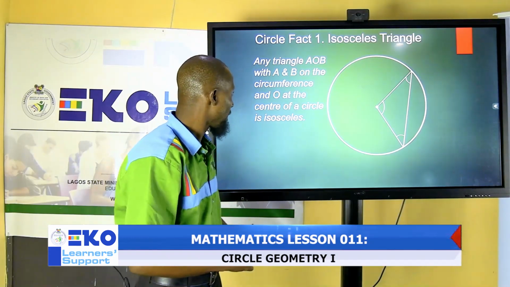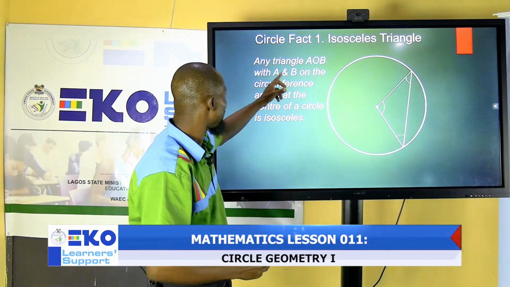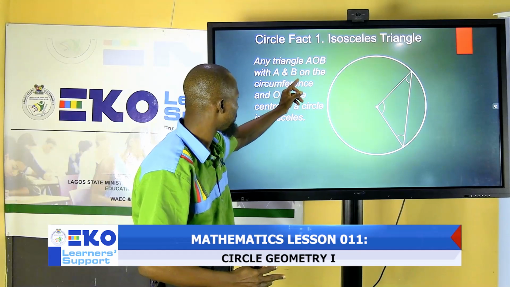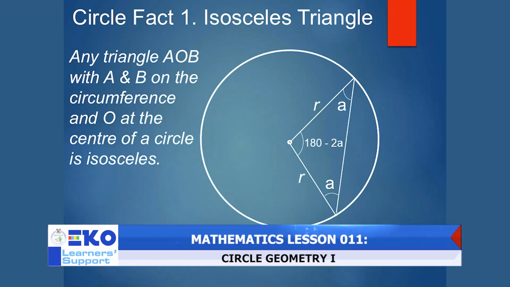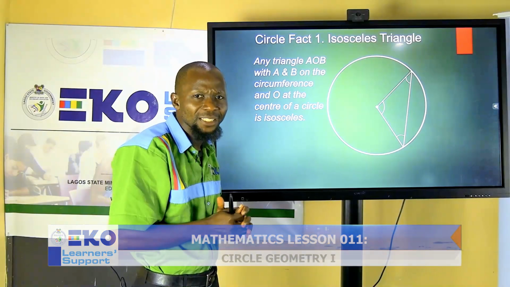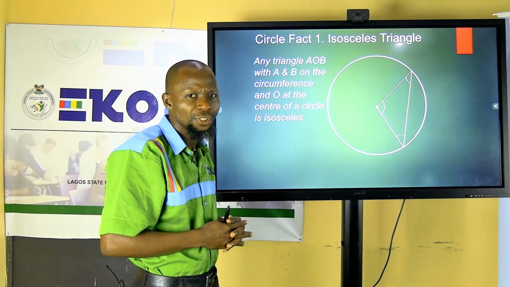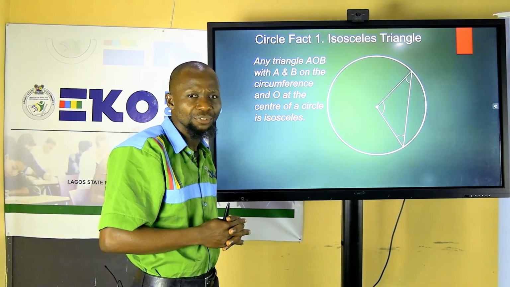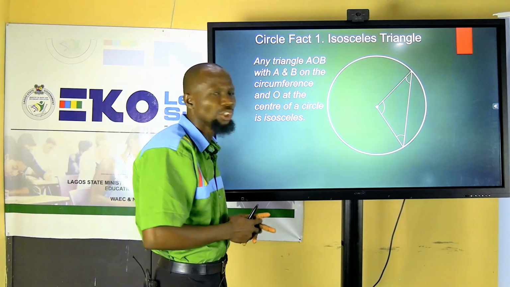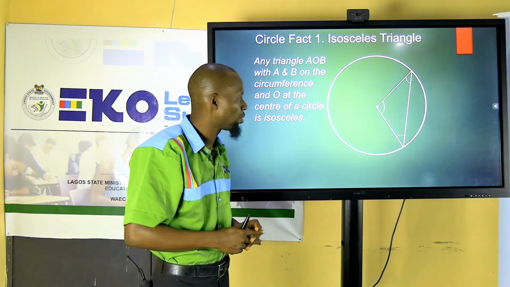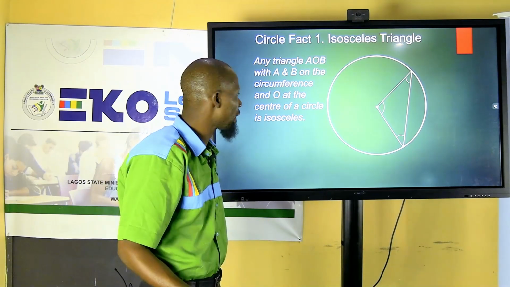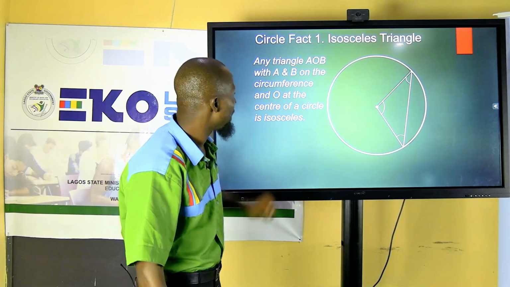So, fact about the isosceles triangle. Any triangle AOB with A and B on the circumference and O at the center of a circle is isosceles. Do you remember the meaning of isosceles triangle? Yes, isosceles triangles, they are triangles in which 2 sides are equal. And as a result, 2 angles are also what? Are equal. So let's see this.